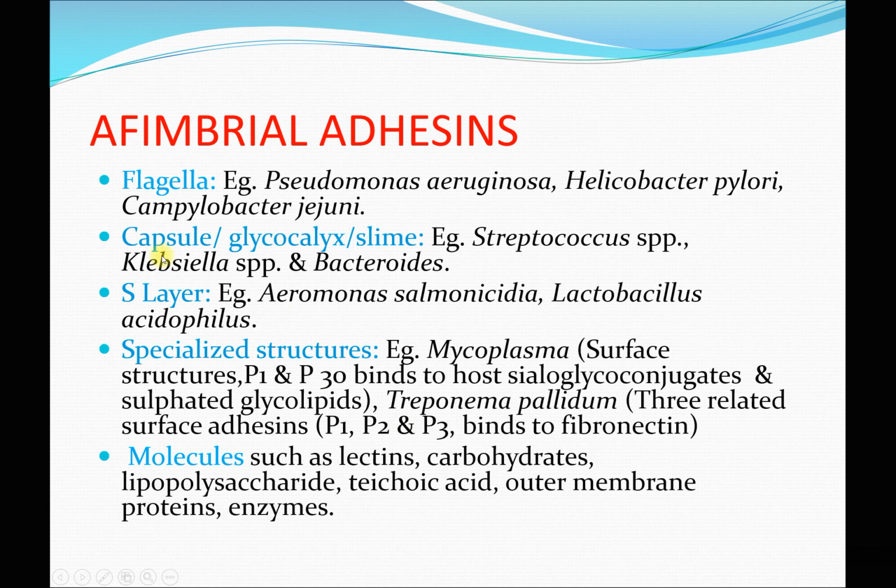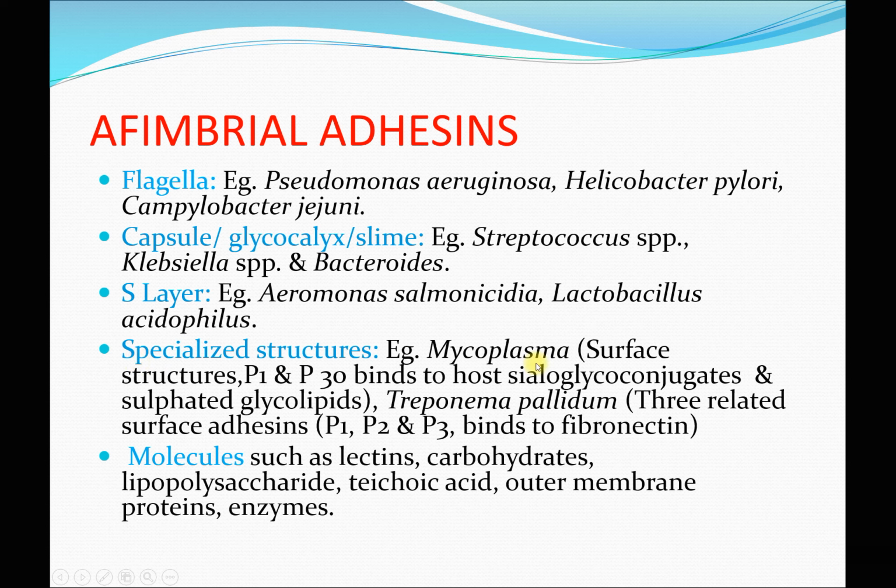For the afimbrial adhesins, the bacteria can have flagella. Flagella is present in the bacteria Pseudomonas aeruginosa, Helicobacter pylori, Campylobacter jejuni. The capsule, which can also be called glycocalyx or slime in other cases, is present in Streptococcus, Klebsiella, and Bacteroides. S layers are the array of proteins present in the cell wall, present in bacteria such as Aeromonas, Salmonellida, Lactobacillus acidophilus.